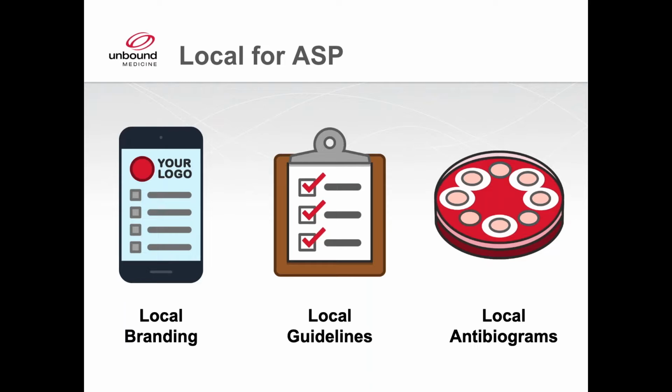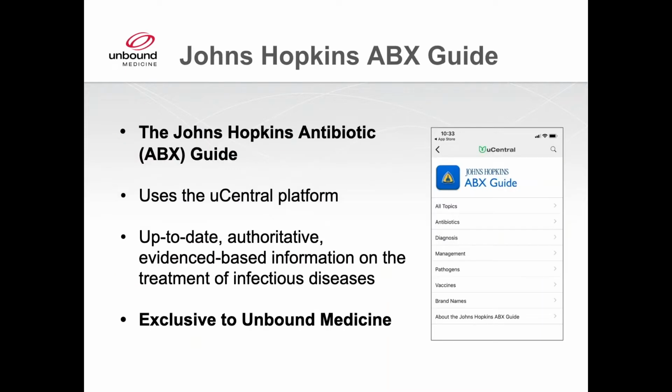With our Local for ASP projects, we partner with your institution to publish and disseminate your local content. This includes institutional branding, your local guidelines, antibiograms, and additional topics. We put those all together on our platform and integrate it with the Johns Hopkins Antibiotic Guide. The Johns Hopkins ABX Guide is the number one rated antibiotic resource. It's updated regularly, and it's an exclusive title here at Unbound Medicine. For those of you who already have the Johns Hopkins ABX Guide, you're familiar with our platform. This is the same platform that we use to load and distribute your local content.